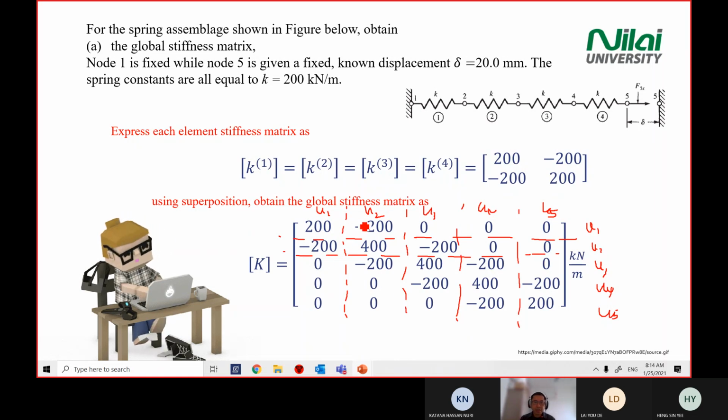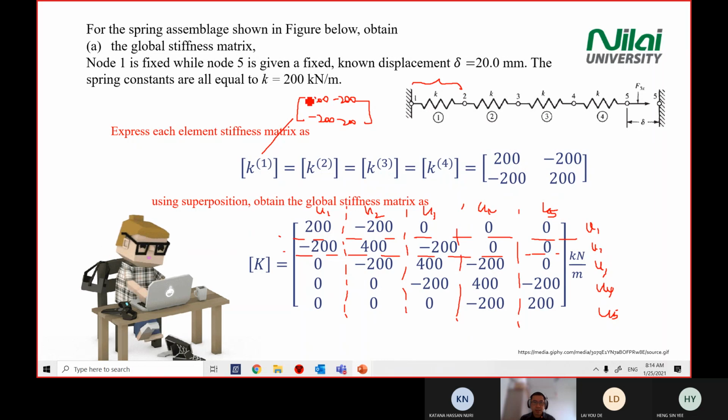For example, how you fill in this one is that for K element 1, you have 200, minus 200, minus 200, and 200. So this one represents this element. This number represents U1, U2, okay, U1, U2. So that's why you put this element or this matrix into here.